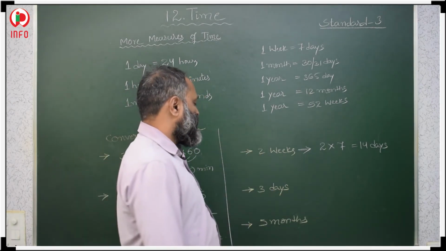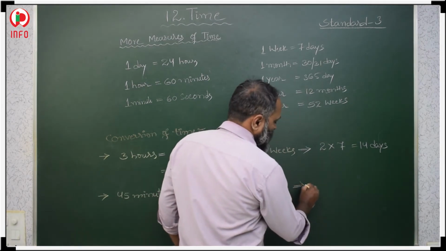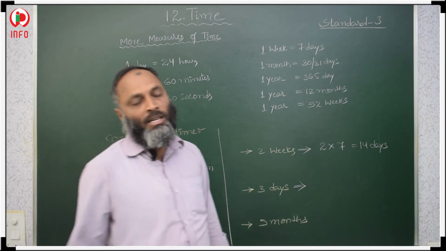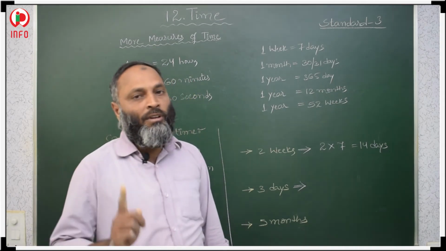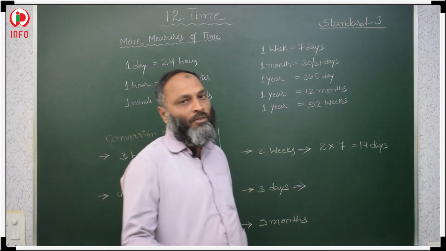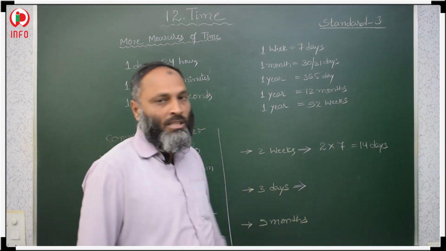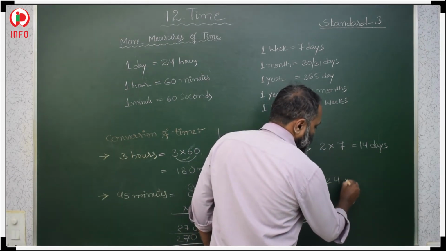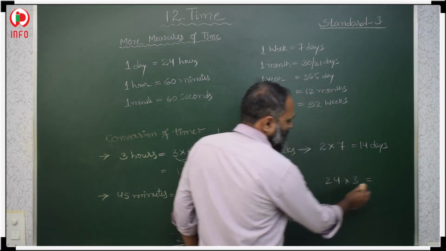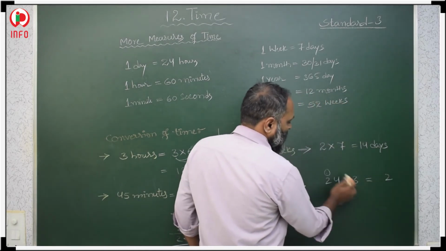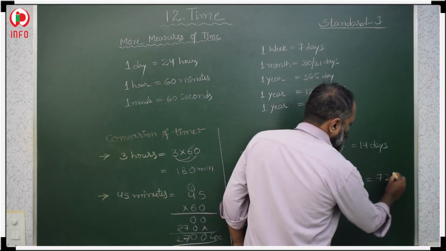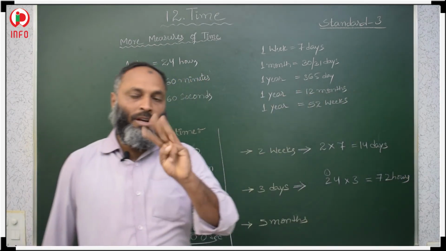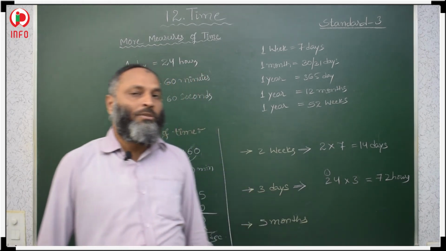Now 3 days. These days we have to convert into hours. How many hours make 3 days? First unit, 1 day is equal to how many hours? 1 day is equal to 24 hours. So 3 days is 3 into 24, means 24 multiplied with 3. Then 3 fours are 12, 1, 3 twos are 6, 6 plus 1 is 7, 72 hours. 3 days is equal to 72 hours.